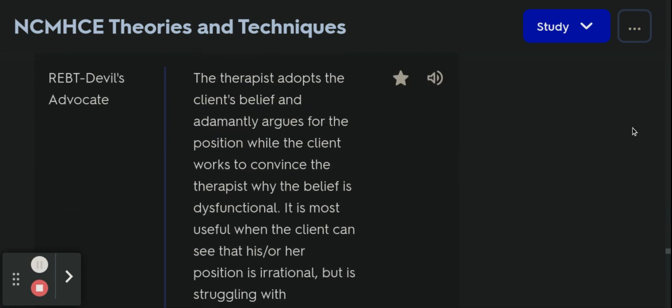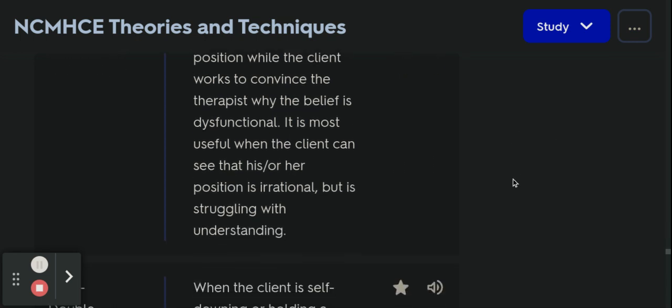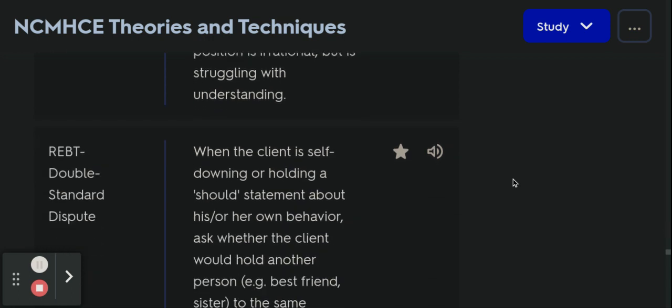REBT: devil's advocate. The therapist adopts the client's belief and adamantly argues for the position while the client works to convince the therapist why the belief is dysfunctional. It is most useful when the client can see his or her position is irrational, but is struggling with understanding.